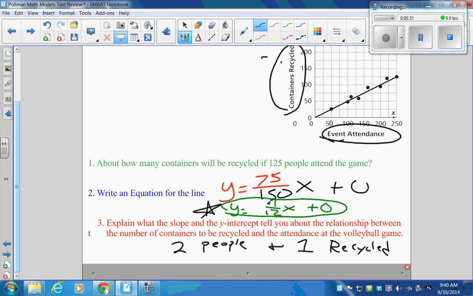That's all that means. That's all this fancy equation means: for every 2 people that come to the game, one container is recycled. That is the end of that question.